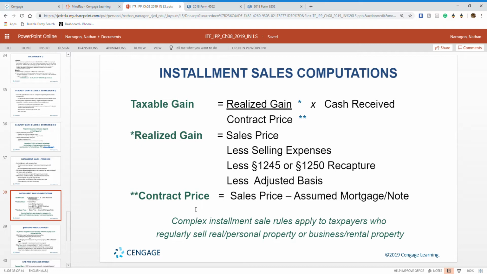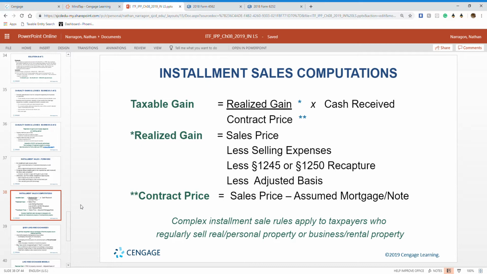But realized gain in itself is equal to the sales price less any expenses, less your recapture, less your adjusted basis. As you can see, it's fun just to use the form because the form lists everything. And then the contract price is basically the sales price minus the assumed mortgage note. Okay, so fun stuff there for installment sales.